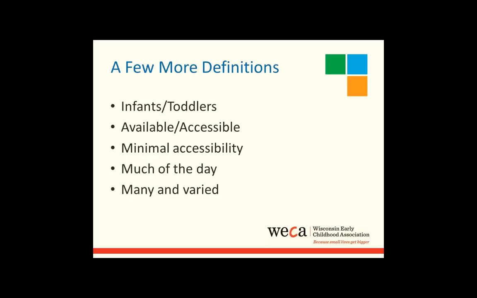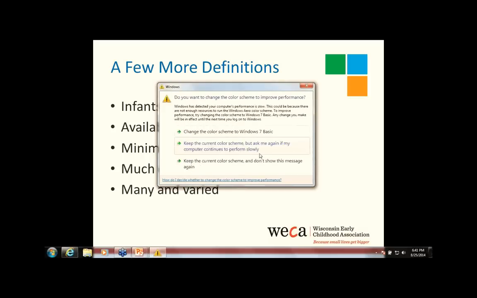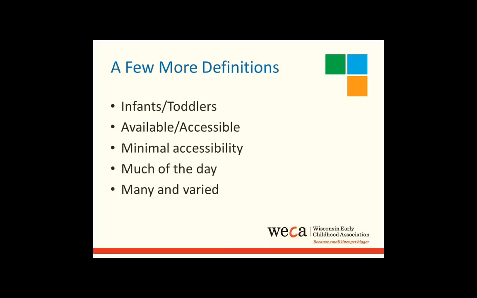Okay, I want to go over a couple definitions before we really get into each of the items throughout the rating scale. First of all, the difference between infants and toddlers. For our purposes, infants are all the children in infant-toddler classrooms that are younger than 12 months. And toddlers then would be those children from 12 months up to 2.5 years of age, so 30 months. For most of you, that's probably standard language.